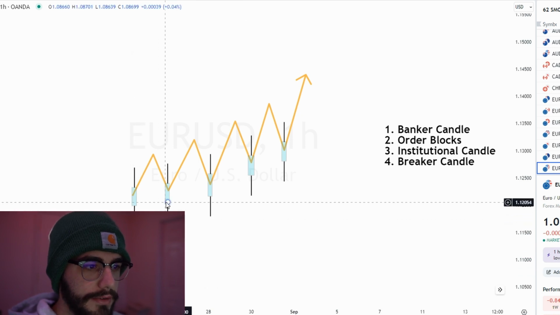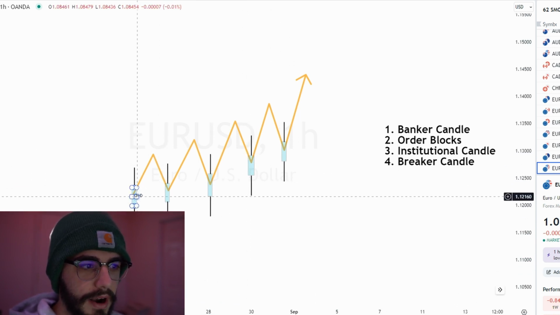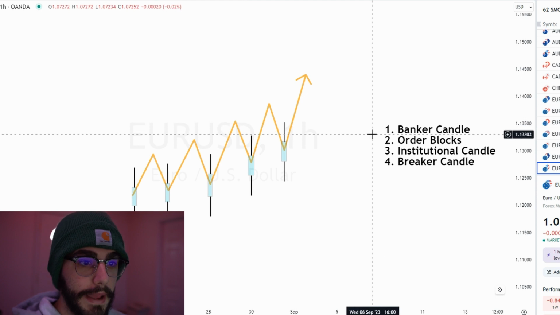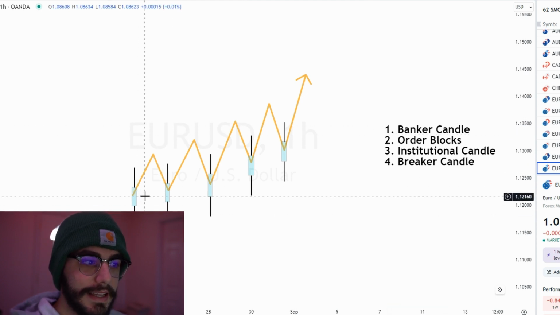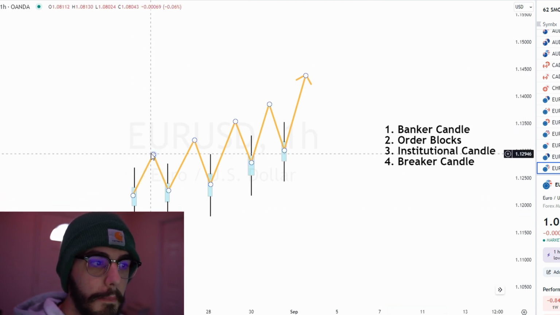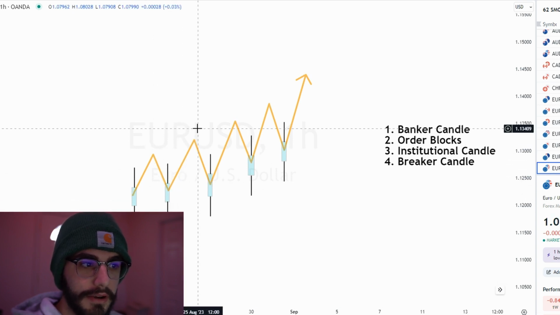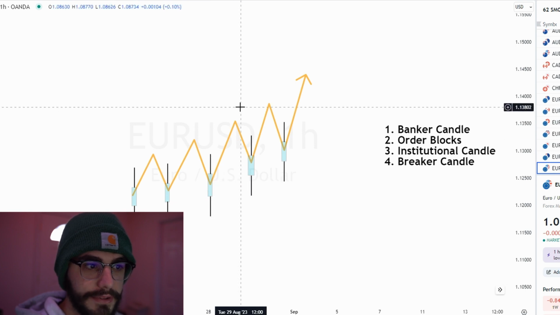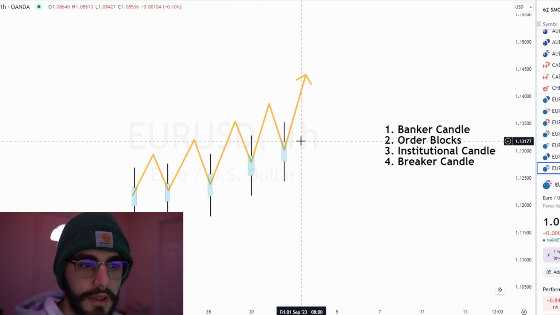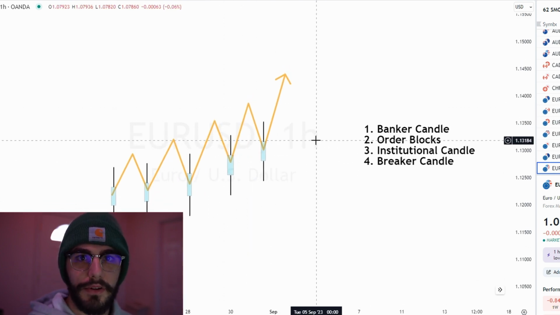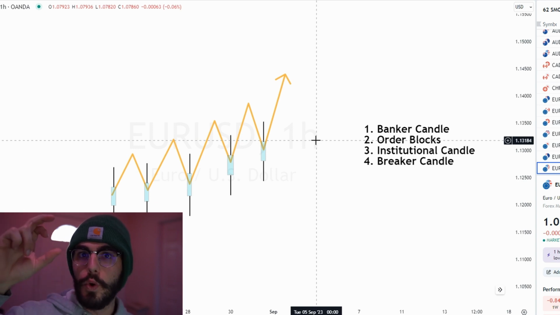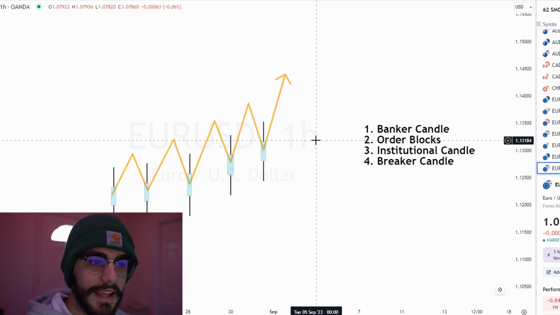What we have here are candles. What we have here is price going up. A banker candle is the last down candle before an up move. Price comes back to it. Last down candle, goes up, impulses, then see how it retraces back to the candle. That's a banker candle. It's the last down candle before an up move. Same if you're selling: it's the last up candle before a down move.